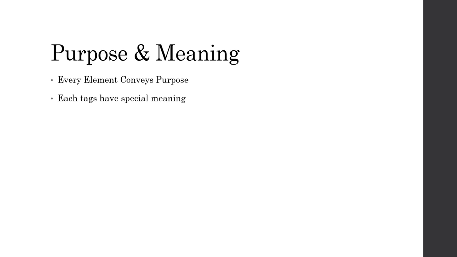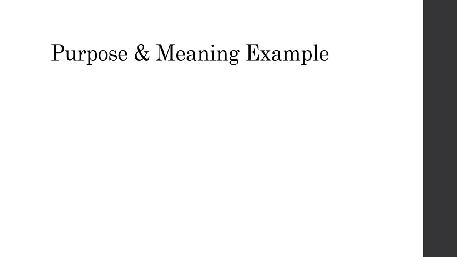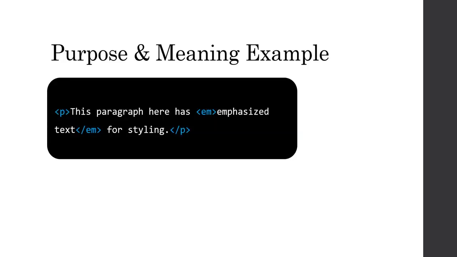Let's look at another example. Here we have a very short paragraph. Here you can also see that we have a text within this paragraph that is emphasized. This emphasized text is a separate element that's enclosed in the EM tag. We will learn more about the EM tag later. For now, we should just know that HTML tags can be nested.